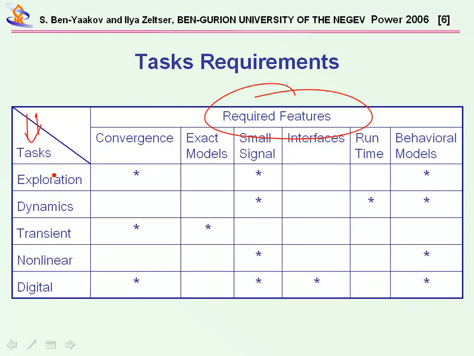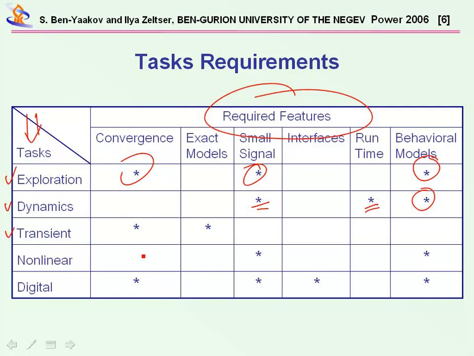So for exploration, convergence is very important, small signal is important, and also to look at various control and nonlinear elements, we would like to have behavioral models. For the dynamic issue, we primarily would like to have the small signal. As I've said, it's very important. Runtime could be crucial. We'll talk about it in a few minutes. And then behavioral model for nonlinear control.